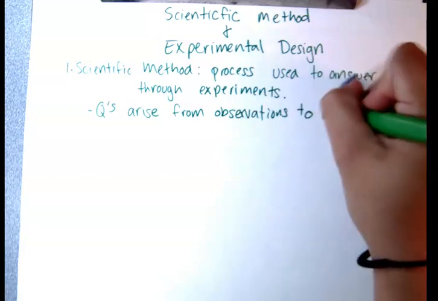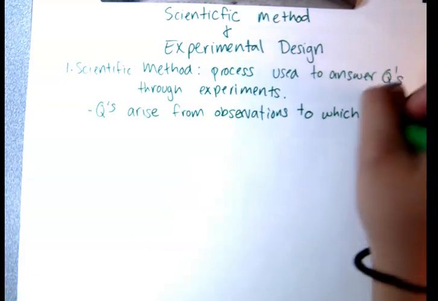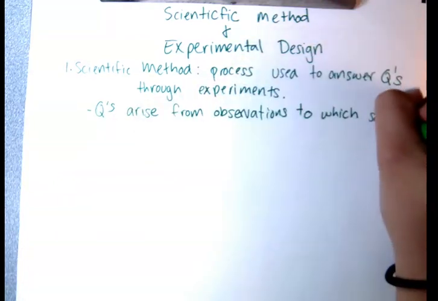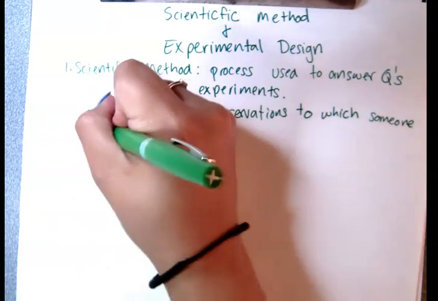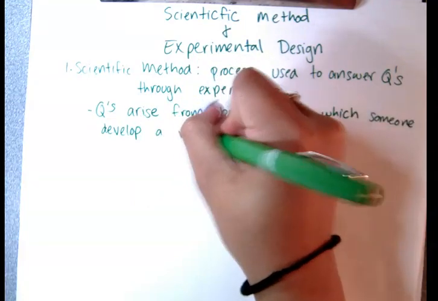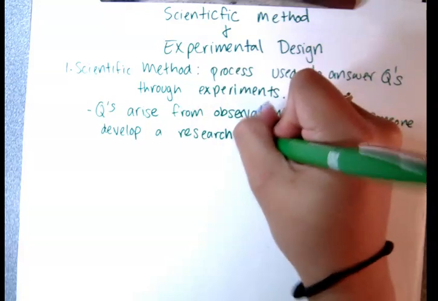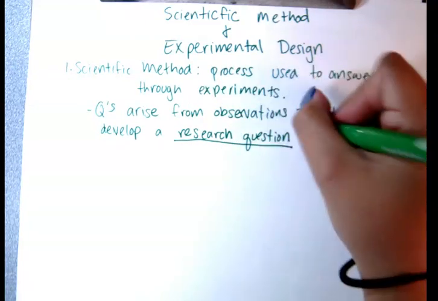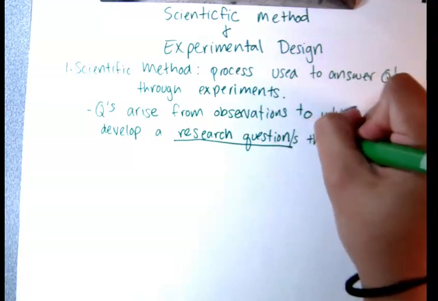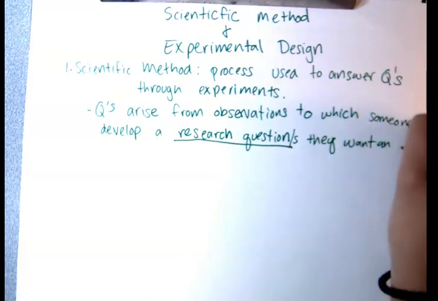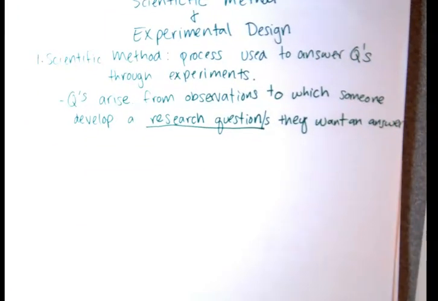And through these observations, people, and those people could be researchers, or it could just be you, will develop a research question. So you observe something and it raises a question. So we're going to call that a research question. And when you have a question, you want an answer. So that's the first thing.